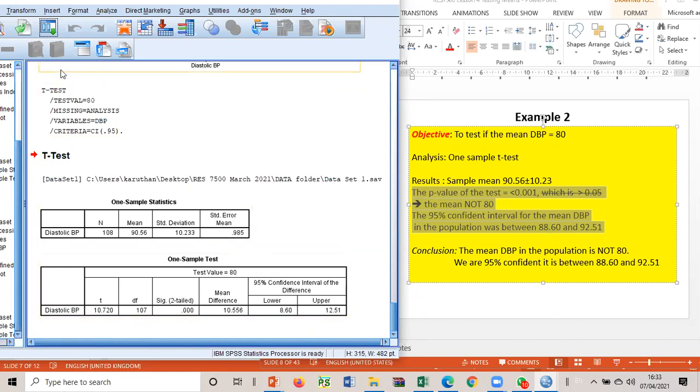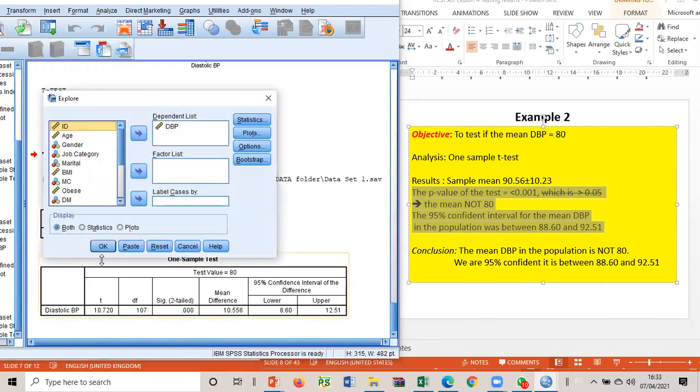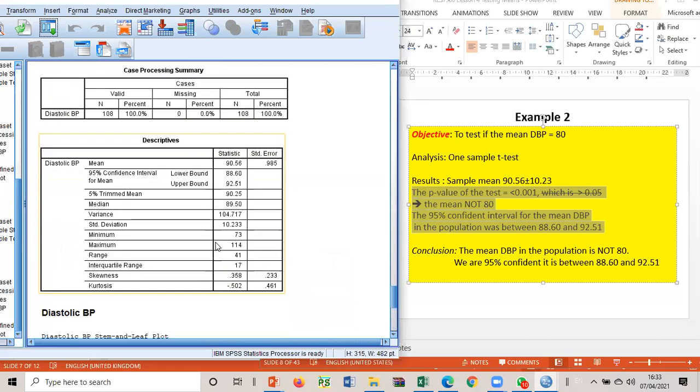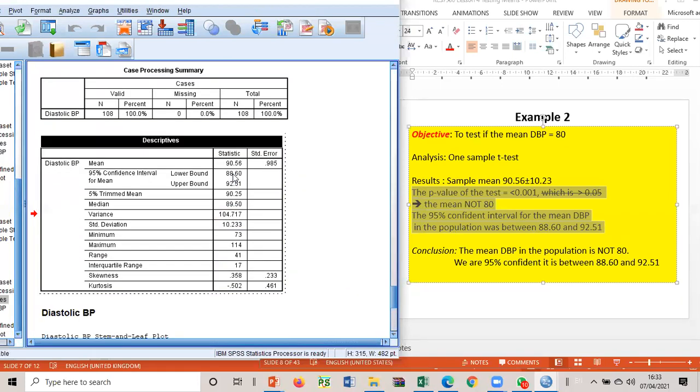You don't have to do this. You can do explore, explore DBP, if you want to counter-check. Same value, right? Yes, same value, either way.